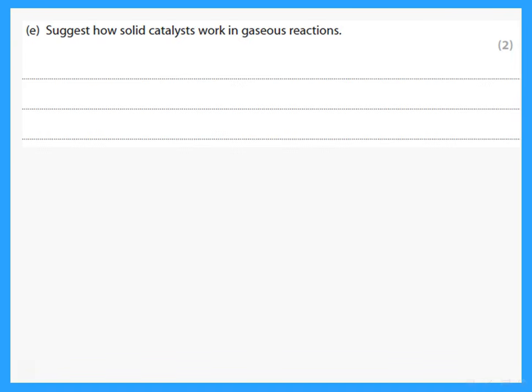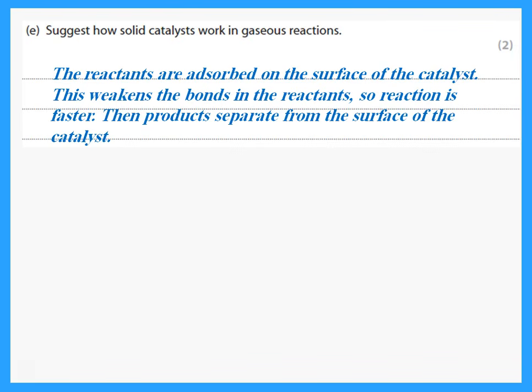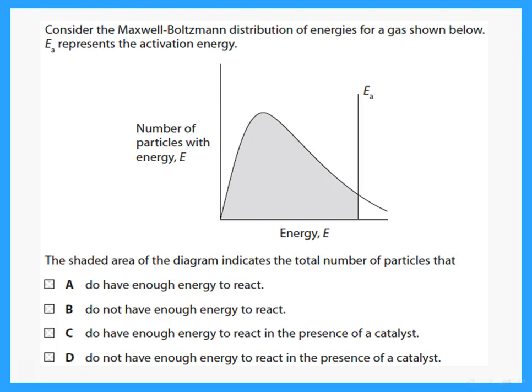So just how solid catalysts work, remember we said the reactants are adsorbed on the surface of the catalyst. This weakens the bonds, so the reaction is faster. Products separate from the surface of the catalyst.